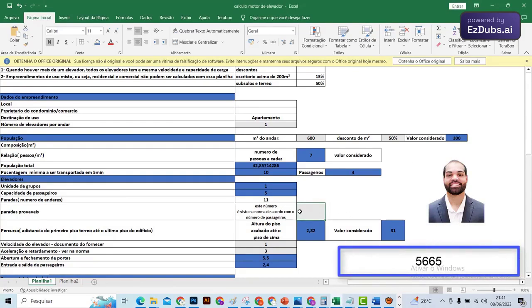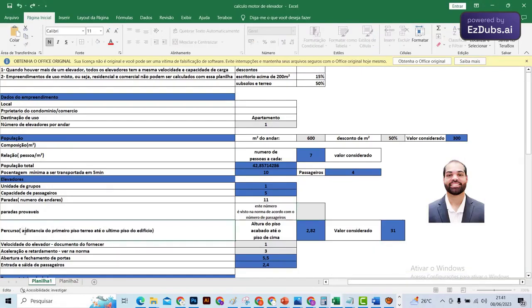We can find all this calculation, including this information, in the 5665 standard, okay? Here we have the route, the distance, and we must consider from the first floor of the finished ground floor, or even from the basement, to the top floor of the building. So I considered here the height from the finished floor to the top floor of a single floor as 3 meters, then subtracting 30 centimeters, so I have 2.82 meters as a result.